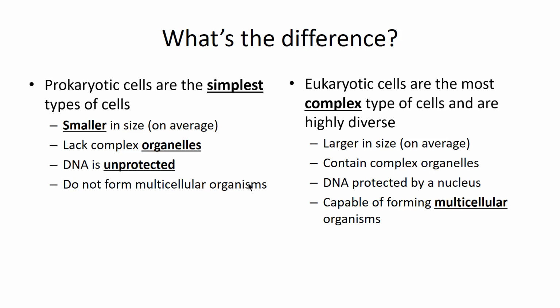Really, the eukaryotic bullet points here are contrasting. They're larger in size on average, contain the organelles, their DNA is protected by a nucleus, and they're capable of forming multicellular organisms. It is worth pointing out that eukaryotes can be both single or multicellular. Prokaryotes are only single-celled, so they only remain in that one form, whereas here we can find examples of both single and multicellular. But you have the ability to be multicellular, whereas prokaryotic organisms cannot do that.